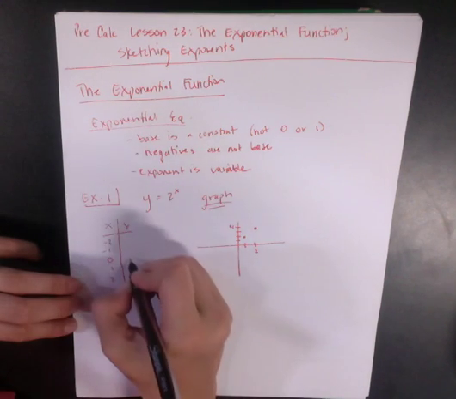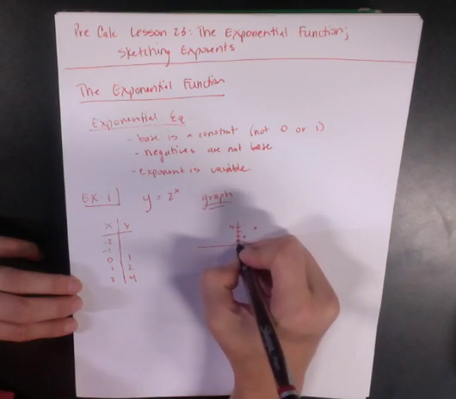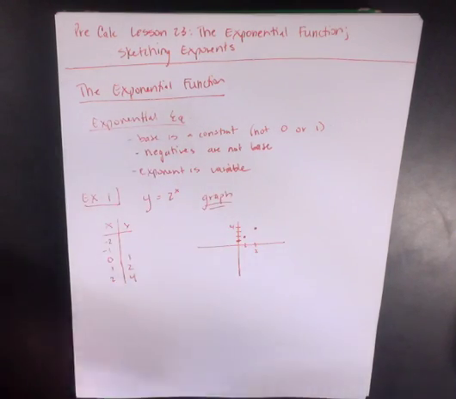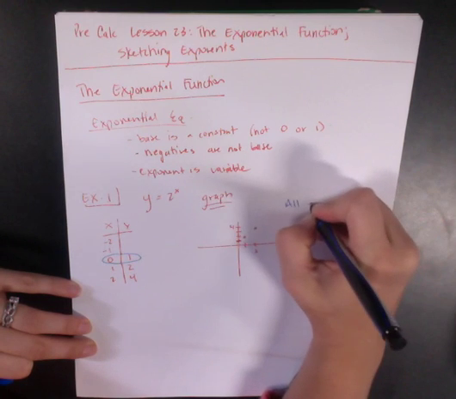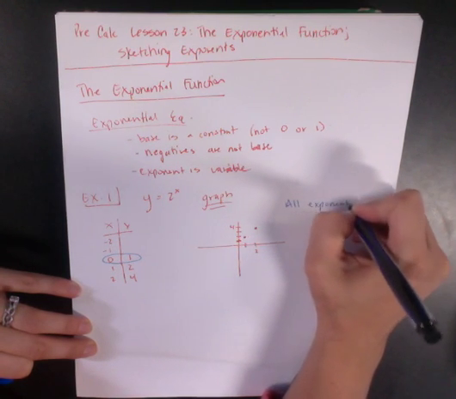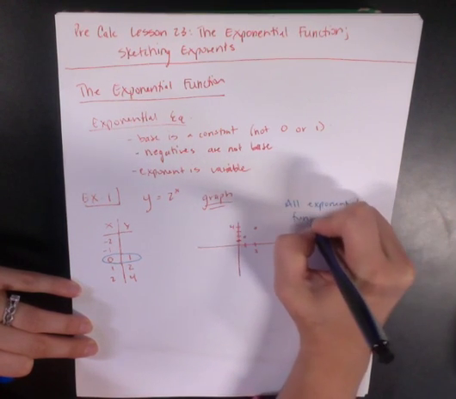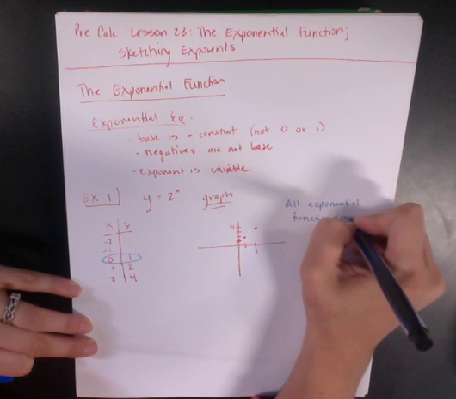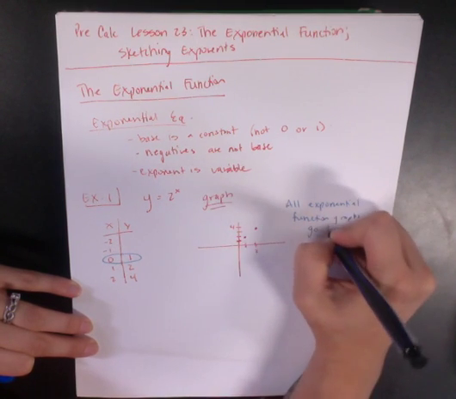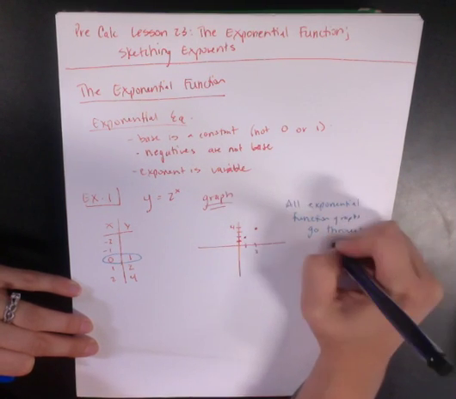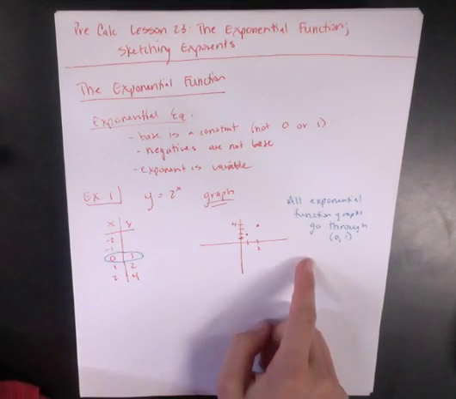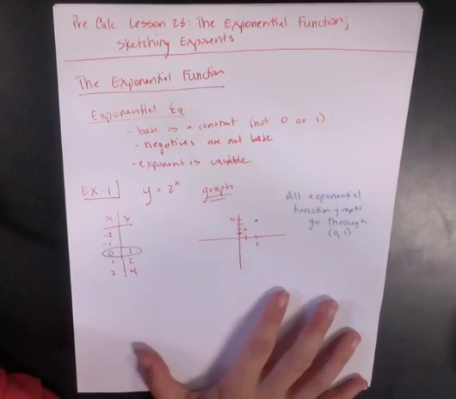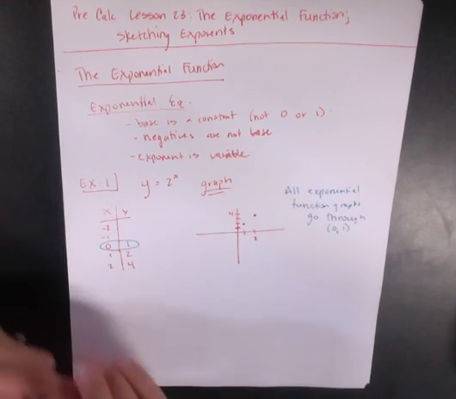Okay, now if I plug in 0, I get 1. Now that is an important trait here. All exponential function graphs go through 0, 1. Why is that true? Because everything raised to the 0 power is 1.